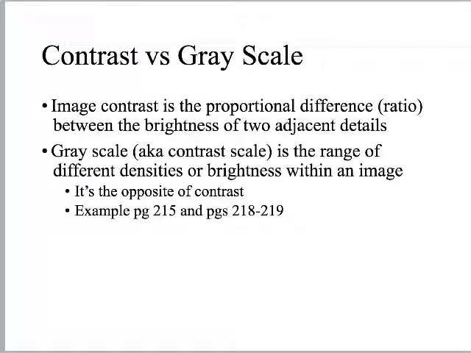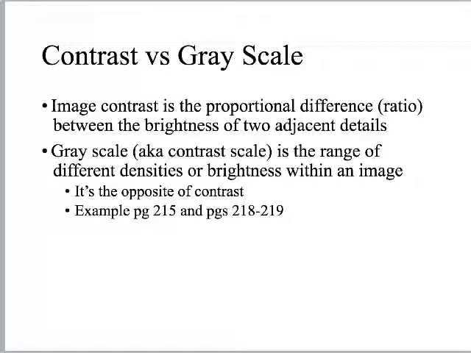Contrast versus grayscale is where we're going to spend quite a bit of our time now. I've tried to boil this down and keep this slide pretty uncluttered, but I'm going to refer to your textbook quite a bit. So it defines radiographic contrast or image contrast, right, as the proportional difference, aka ratio, between the brightness of two adjacent details, right?